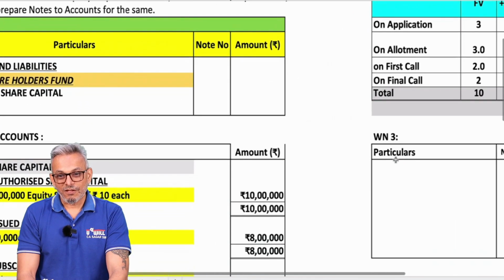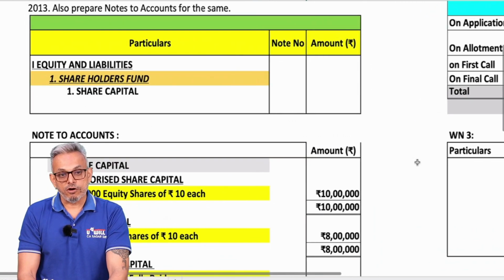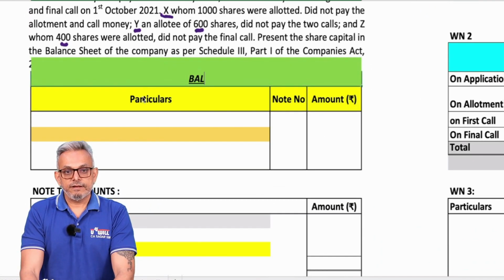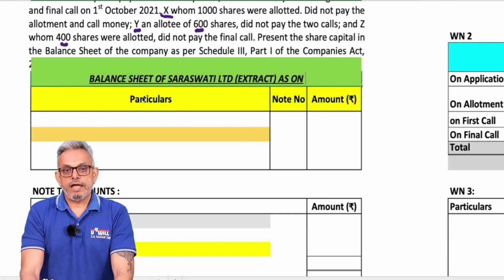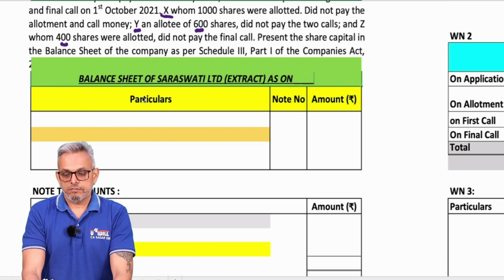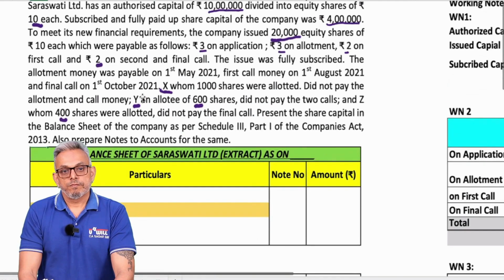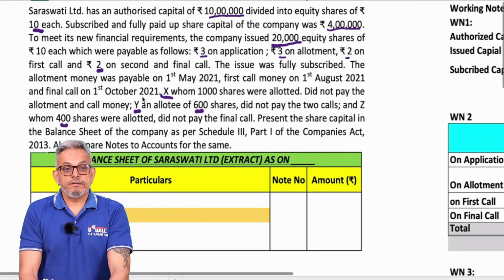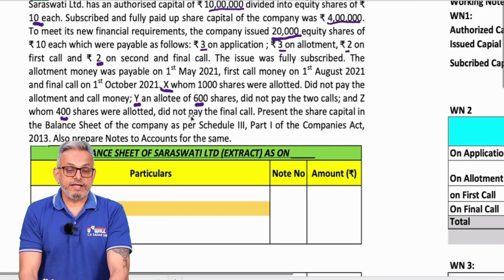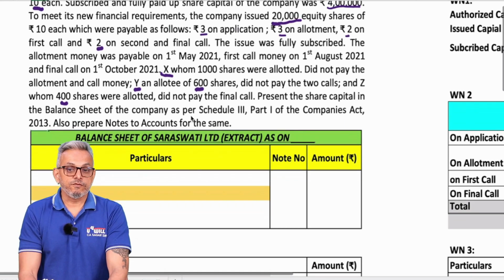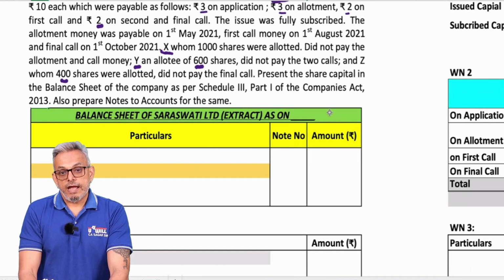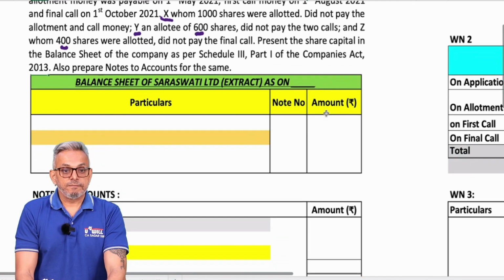Now, working note 3 over here is not required. So, we'll write the heading, balance sheet of Saraswati Limited, extract as on. Now, we can also write the date, because dates are given over here. We can write as on 31st March 2022. Okay. And you can leave it blank. It's fine.